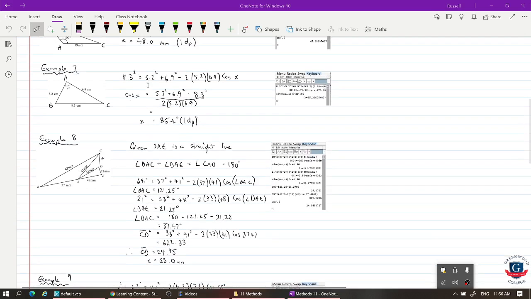Example 2. Same drill: 3 sides and an angle, indicating it's a cosine problem. Looking for x, so this side squared is equal to these 2 sides, each squared, subtract these 2 sides times 2, cos the angle between them, which is cos x. We could rearrange it and then punch that into our calculator.